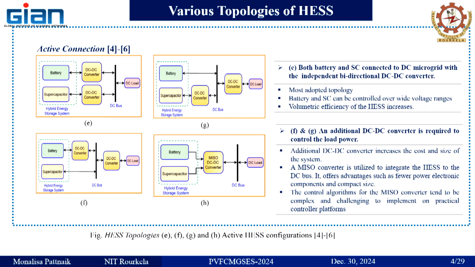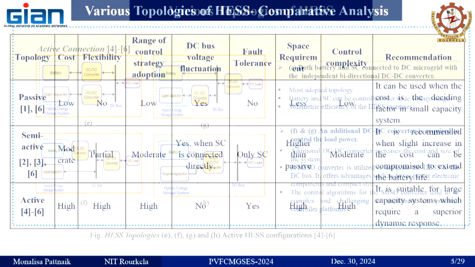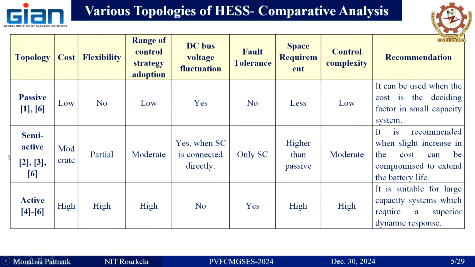So, that is about the topologies. If you compare, as I have already explained, cost, flexibility and DC bus voltage fluctuation have been compared in this table. So, you can go through this slide.